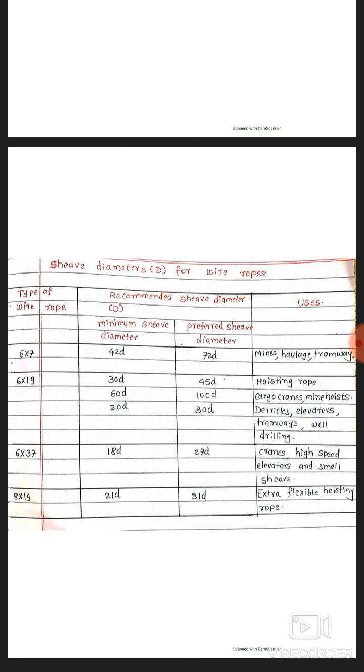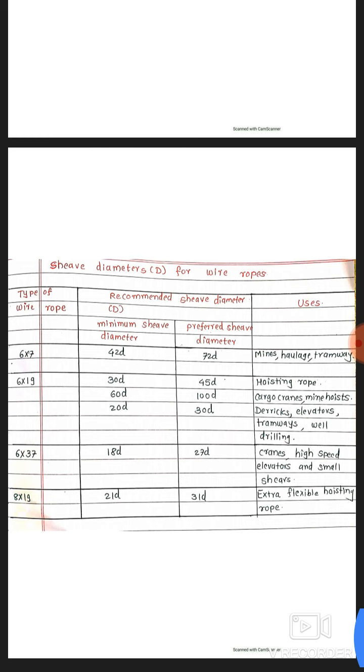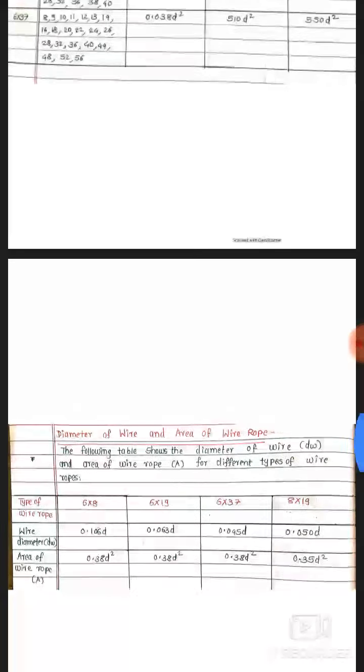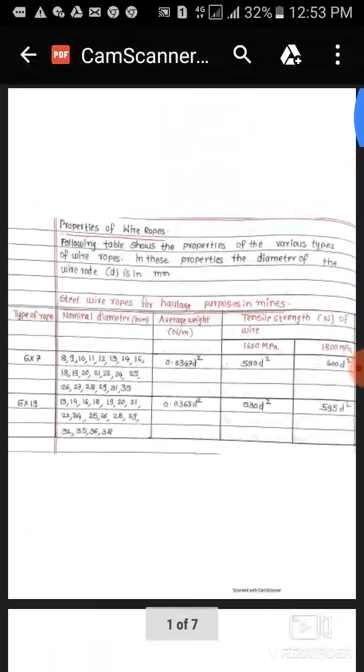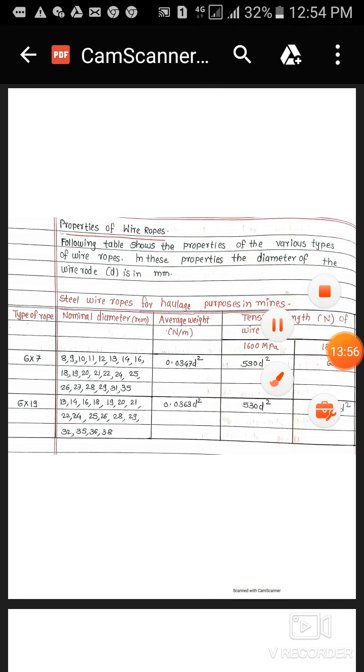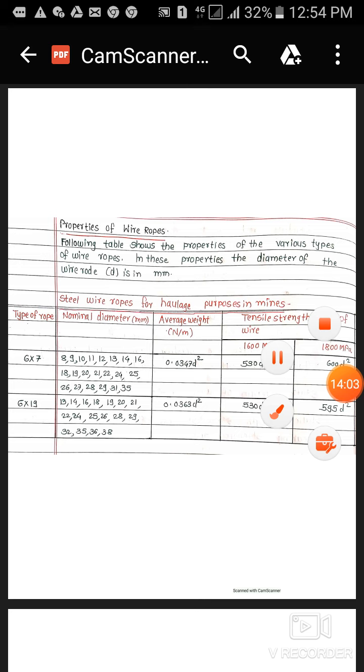For the 8 by 19 type of wire rope, the minimum sheave diameter is 21D, the preferred sheave diameter is 31D, and the use is extra flexible hoisting rope. So in this way we see all the empirical equations and the related values for wire ropes. Here we stop our lecture, and we use these values in the next topic. Thank you.